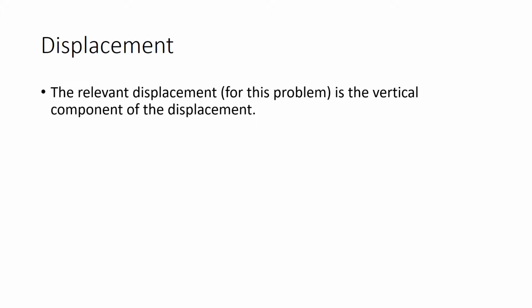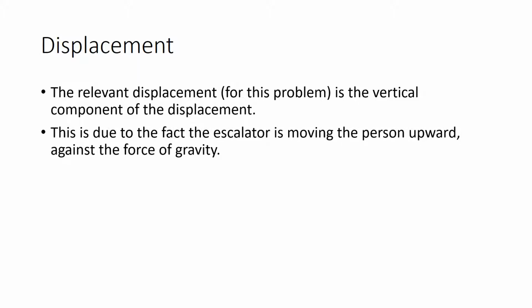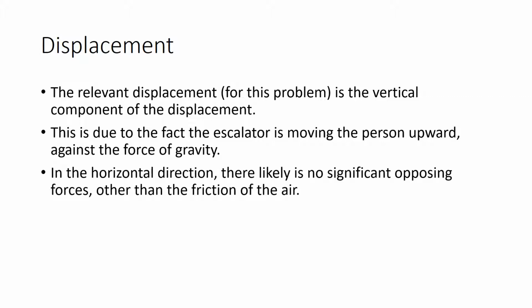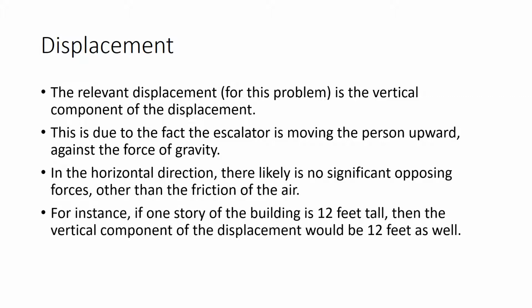The relevant displacement for the problem is the vertical component of the displacement, which I showed you earlier. This is due to the fact the escalator is moving the person upward against the force of gravity. In the horizontal direction, there likely is no significant opposing forces other than the friction of the air. For instance, if one story of the building is 12 feet tall, then the vertical component of the displacement would be 12 feet as well.